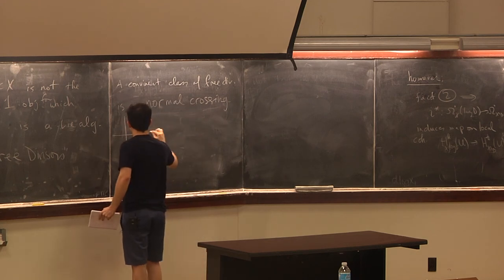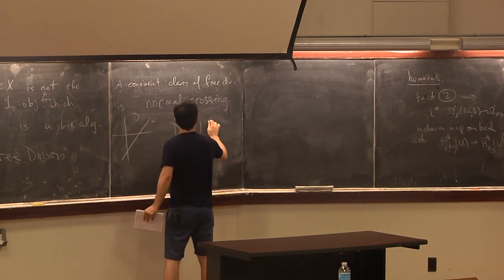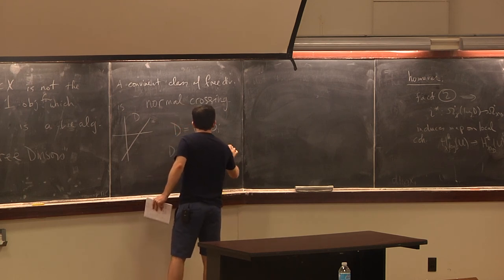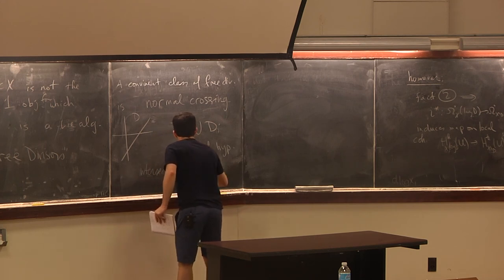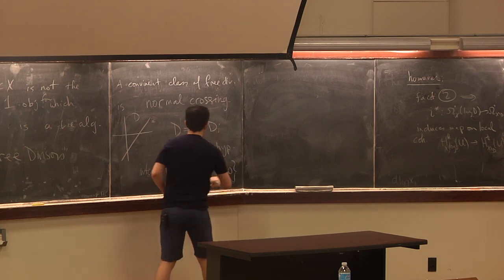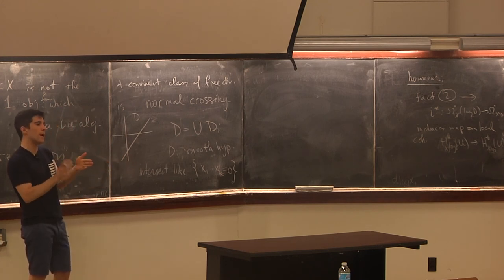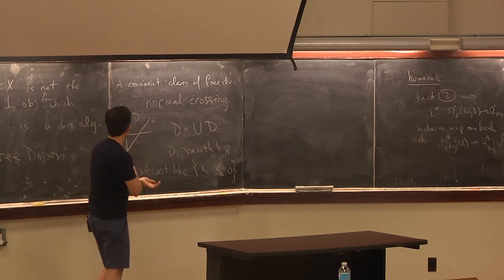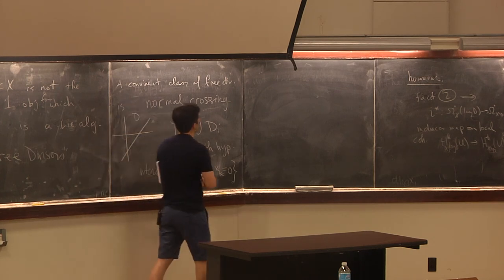So a normal crossing divisor looks like this. D is a union of Di, where the Di are smooth hypersurfaces which intersect like the vanishing of a monomial in the coordinates. If you take a monomial and look at its zero set, you'll get just a union of coordinate hyperplanes, forming a corner. And that's what all of these intersections have to look like between these hypersurfaces. That's called a normal crossing divisor.